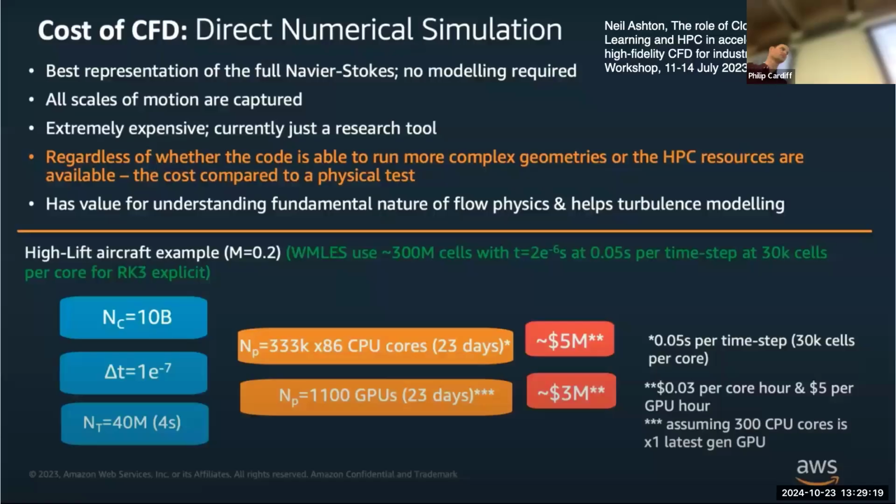Maybe in the next year or two with GPUs, we could get it down to just over 1,000 really high-end GPUs, and then we might get it down to 3 million. But it's not going to be 100,000. It's going to be like billions.